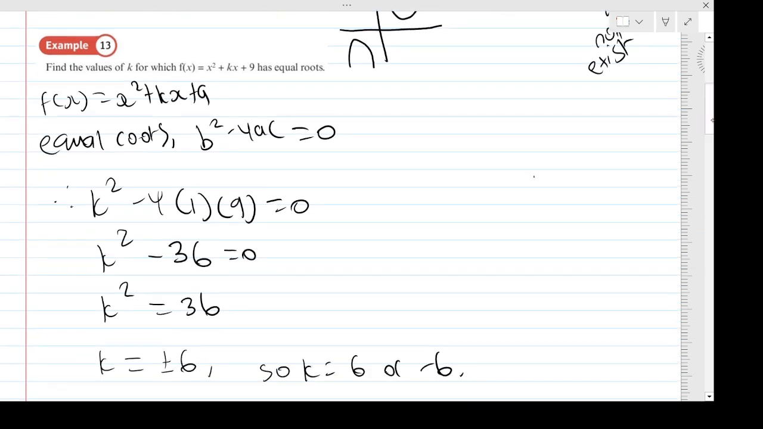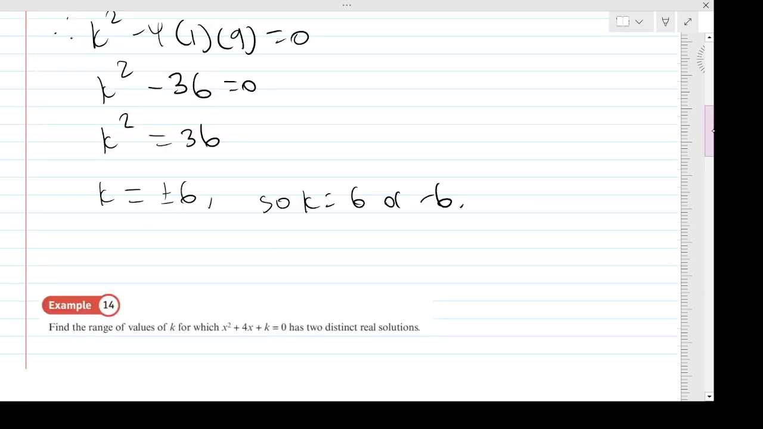So hopefully you see I can use a discriminant there, and it's fairly common to mix algebra and equations with the discriminant to work out missing values in the quadratic. Okay, let's have a look at another example.